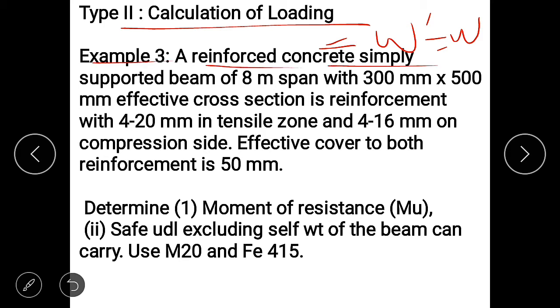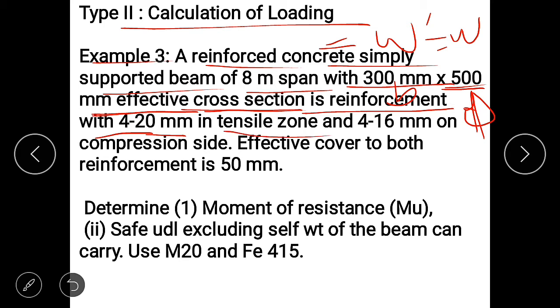A reinforced concrete simply supported beam of 8 meter span. 8 meter span means the length of span is given here as 8 meter, with 300 mm into 500 mm effective cross section. Means B is 300 and D, the effective depth, is 500. It is reinforced with 4 bars of 20 mm in the tensile zone. Means AST is 4 bars of 20 mm.